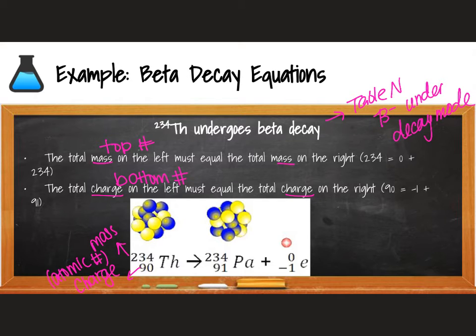Okay, so if we take the left side, the total of the top, the sum, is 234, and on the right, 234 plus 0, the total is 234. And on the bottom, on the left-hand side, it's 90. On the right, 91 plus -1 is 90. Okay, so those are going to be your totals. So the left and the right have to equal 234 on top and 90 on bottom. And if you don't get that left and right to be equal, you did something wrong. So this is kind of a good way to check your work.